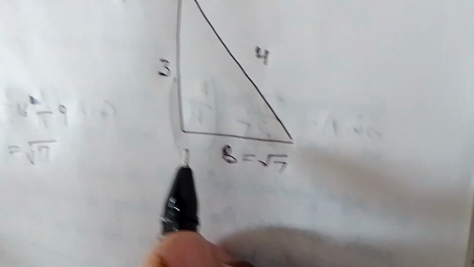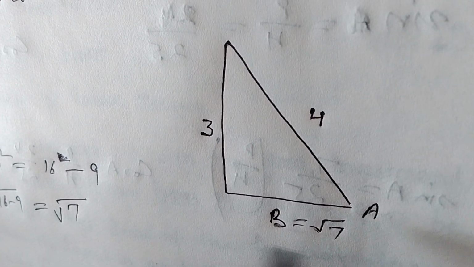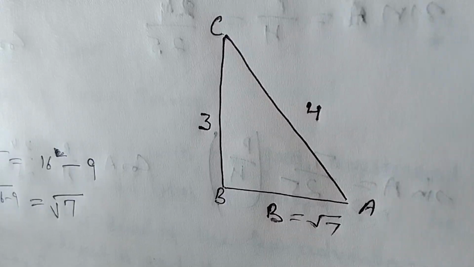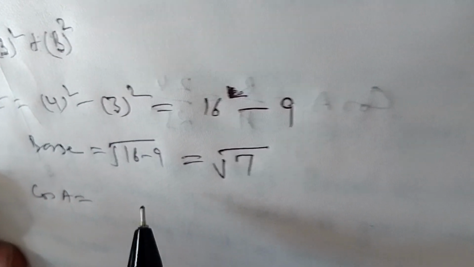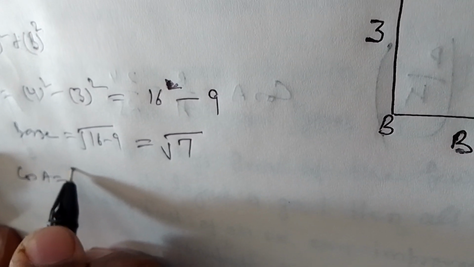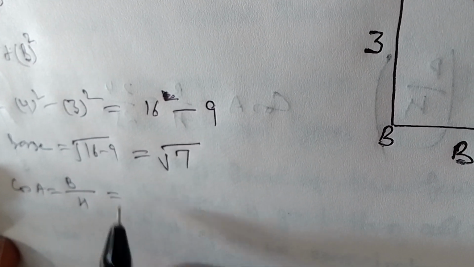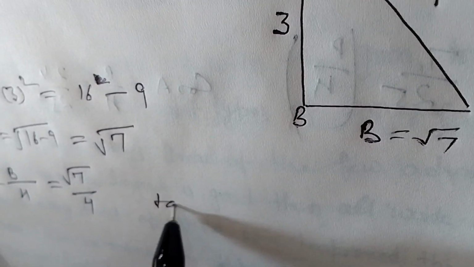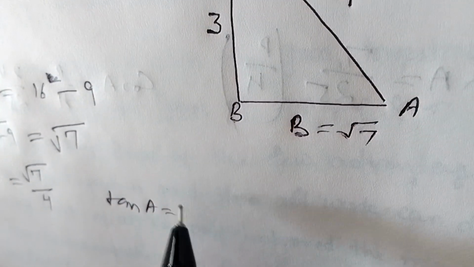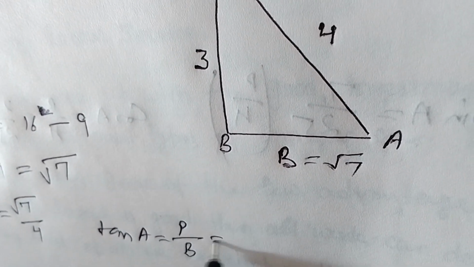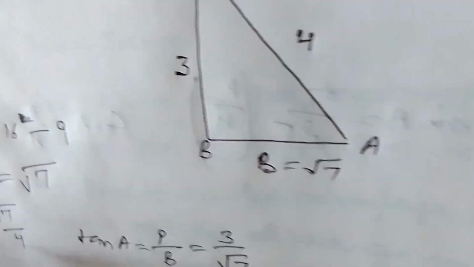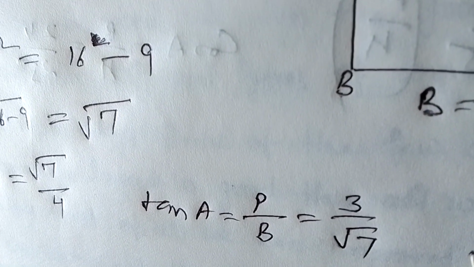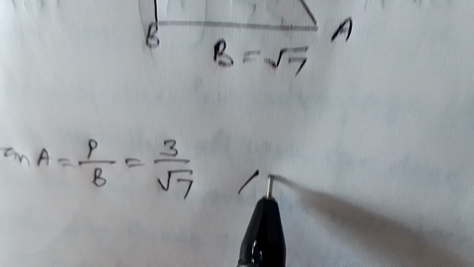From this, with the triangle which we have made, A, B, C, we can calculate now easily cos A. Cos A is the base divided by hypotenuse. Base value comes out to be under root 7 and hypotenuse is 4. Now tan A. Tan A is perpendicular by base, that comes out to be 3 divided by under root 7. So these are the other two t ratios which we have found from the first sin A t ratio. This is the answer of the third question.